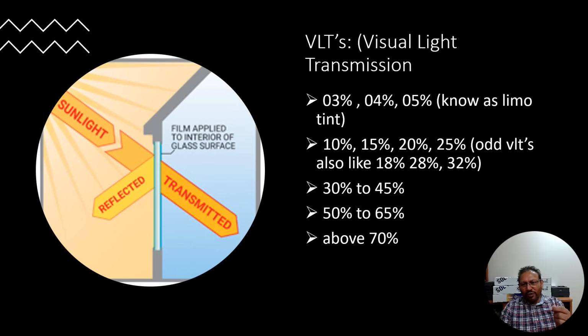So if you pick up a 15% and a 20%, if you don't use a meter, you will not be able to really tell the difference between them. The difference is very less. Then the VLTs between 30 to 45, that is the light tint. 50 to 65, very very light tint. Anything above 70, 75, 80, they are the lightest tint in the market. So basically, the smaller the number, the darker the tint is. So very dark, medium, light, very light, very very light.